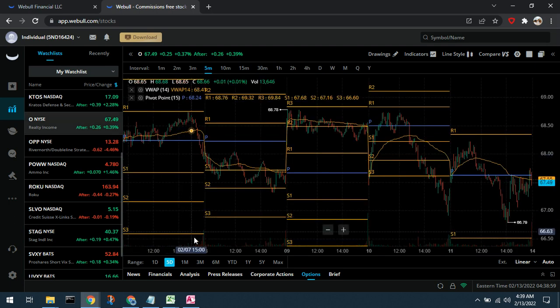Again, we'd like it to come down to the 65 area. It is declining a bit. So again, we'd like to see it a little bit cheaper. O is Realty Income. It's a REIT, monthly paying dividend REIT. You can see it's sitting below its VWAP, so it is declining. Again, whenever that comes down, then we would like to get that.